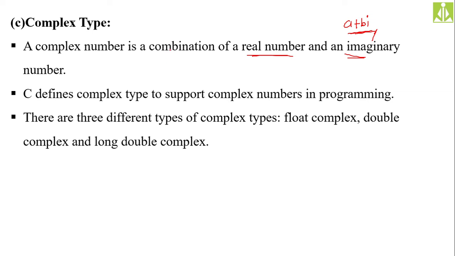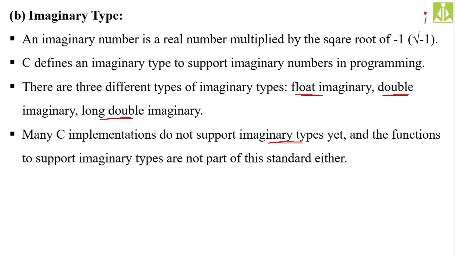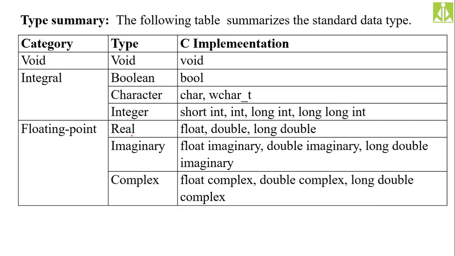Okay, so C defines complex types to support complex numbers in programming. If you want to have these complex types in your program, you have to go for complex types. Again, based on their sizes, these are further categorized into three: float complex, double complex, and long double complex. Float complex is the smaller one, double complex is the medium one, and long double complex is the larger one.